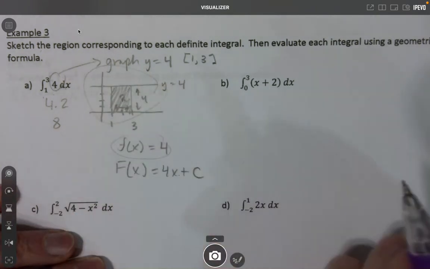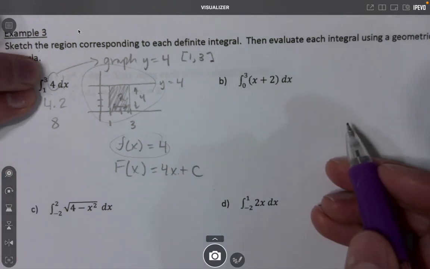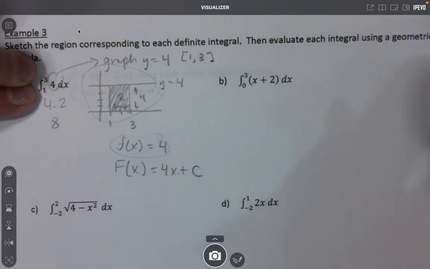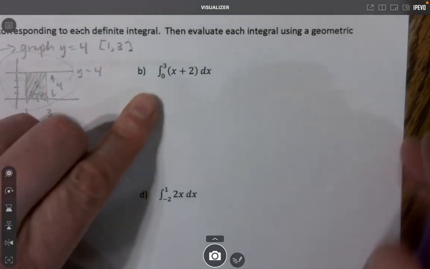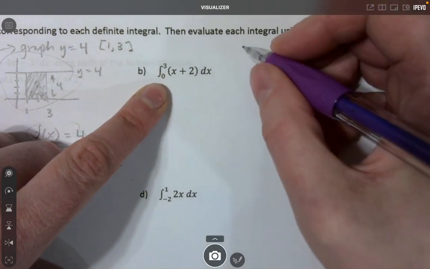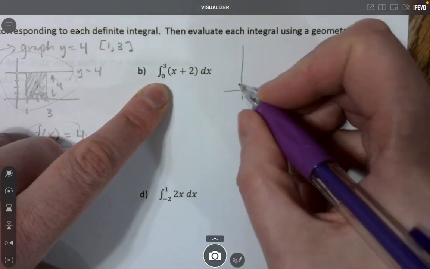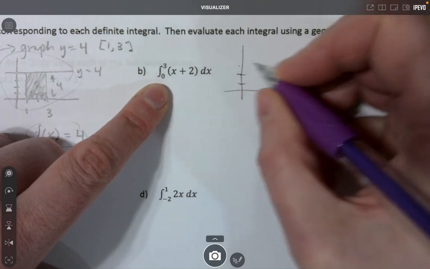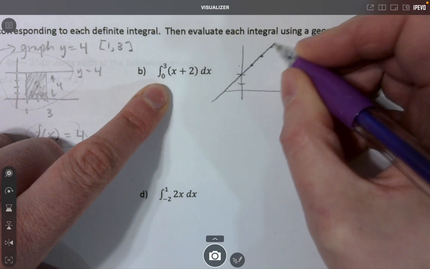Mostly today we're just looking at a bunch of pictures and we're finding area. So we've got numbers here today. We're not trying to practice our integration rules. We're just finding a bunch of areas. So on the next one, we're looking at the function x plus 2. So y equals x plus 2 is what I want to graph. If I think about graphing y equals x plus 2, it starts at 2 and it has a slope of 1. So there's my function.